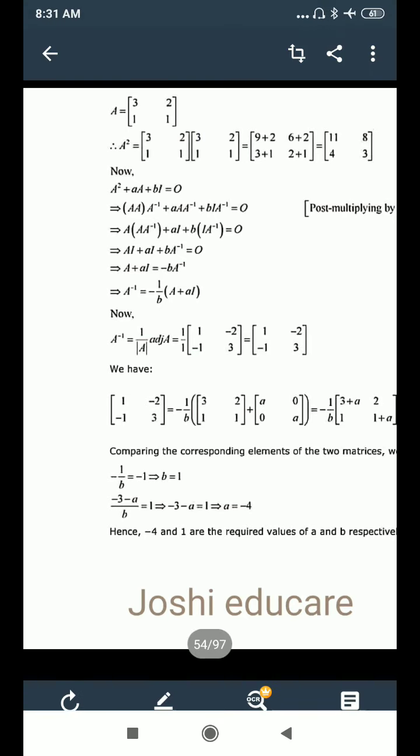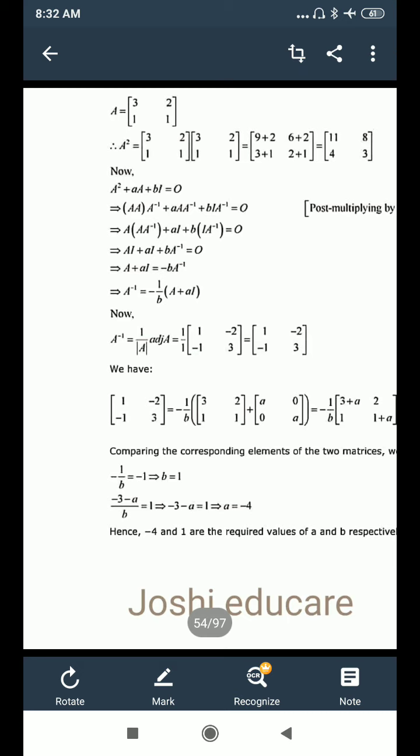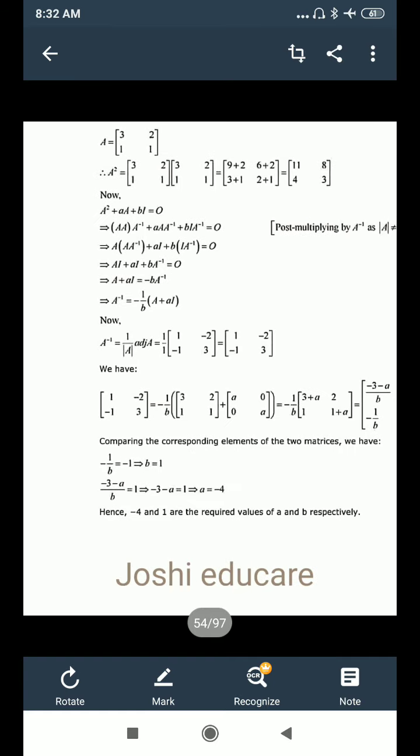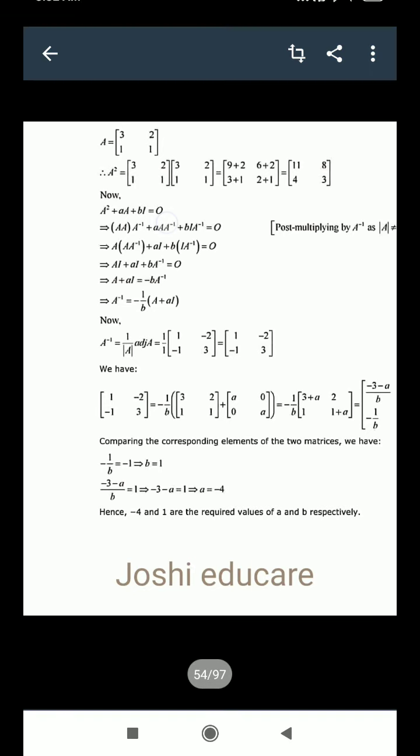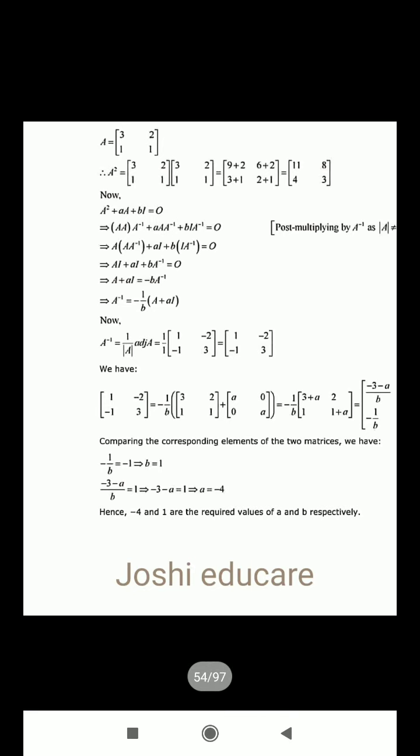You are going to get 11483. No problem. Now, you have to find small a and small b. So what I will do, it is given that A square plus A plus bI equal to O. So again, I will multiply this by A inverse throughout. All the terms I will multiply by A inverse.